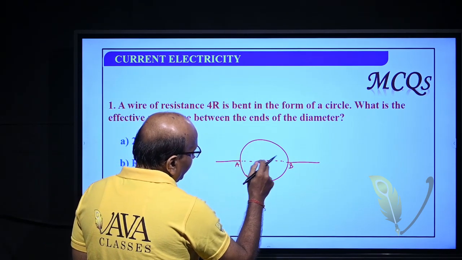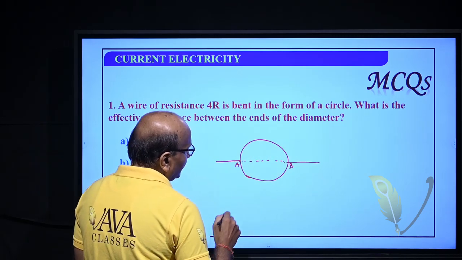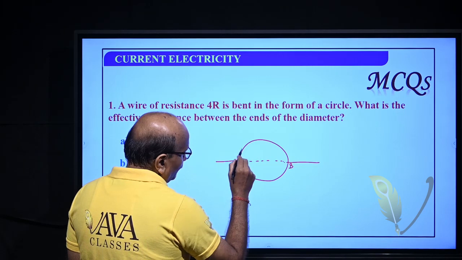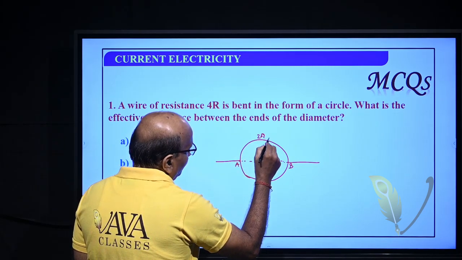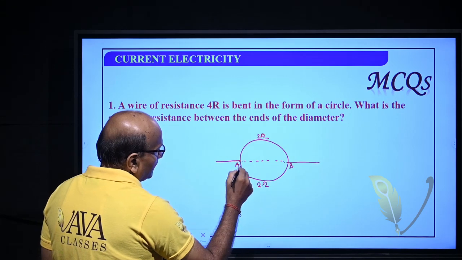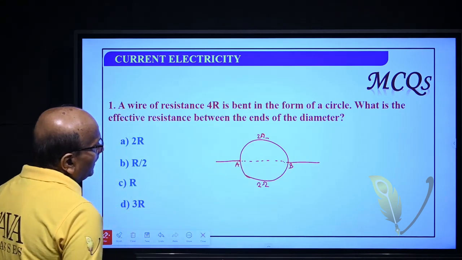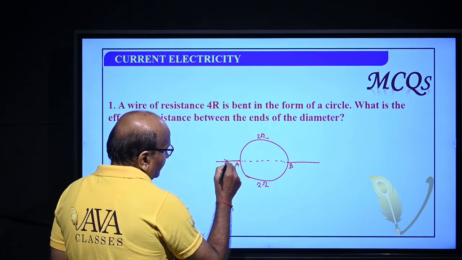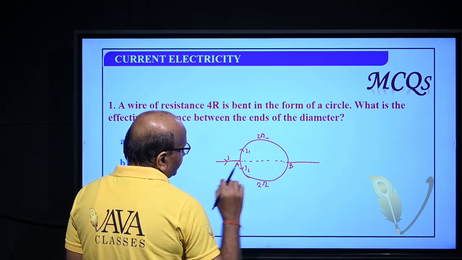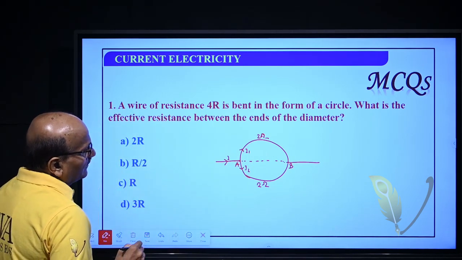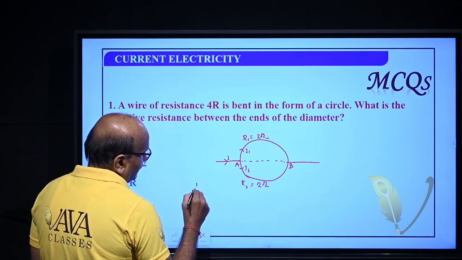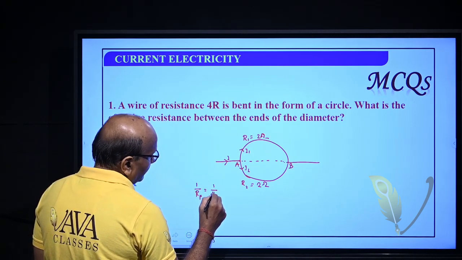In this case, the diameter divides the circle into two equal parts. The wire length on this side is the same as the wire length on that side, and the total resistance is 4 ohm. So this side will be 2 ohm and that side will be 2 ohm. Now, these 2 ohm and 2 ohm resistances are connected across the same terminals A and B. That means if a current I passes here, it is divided into I1 and I2. So these two resistances are connected in parallel. When connected in parallel, if we take R1 equal to this much and R2 equal to this much, then we know 1 by Rp is equal to 1 by R1 plus 1 by R2.